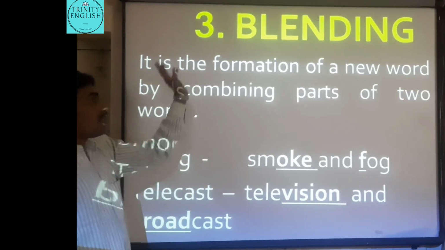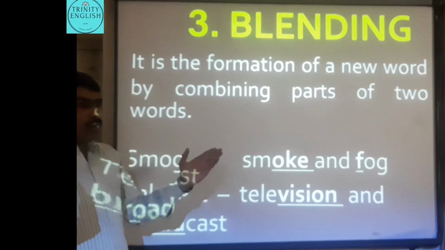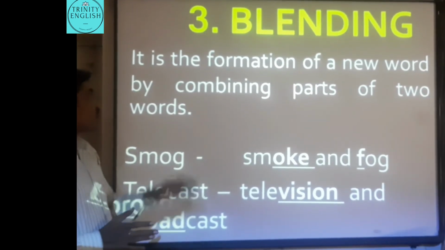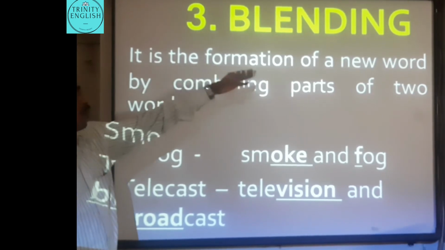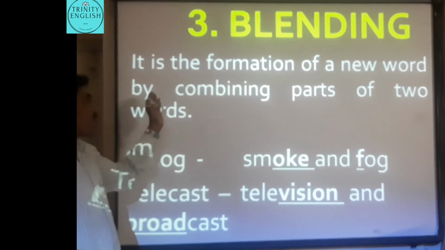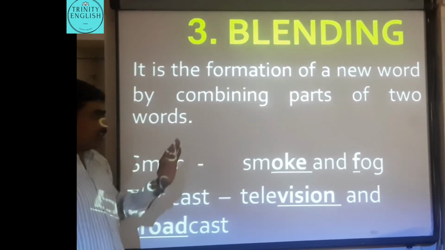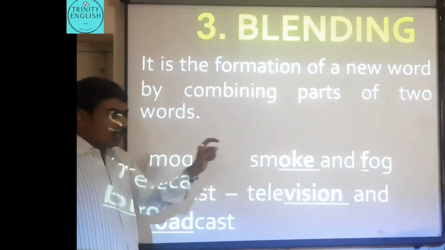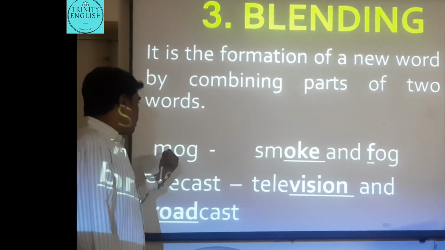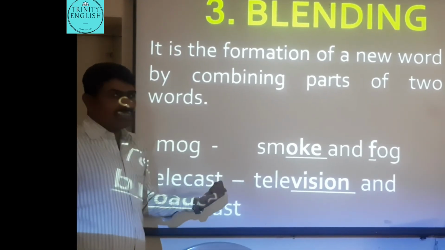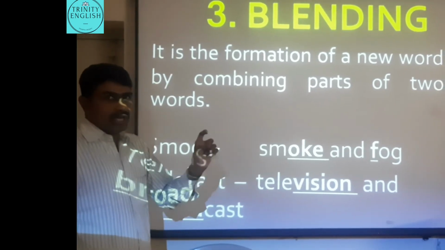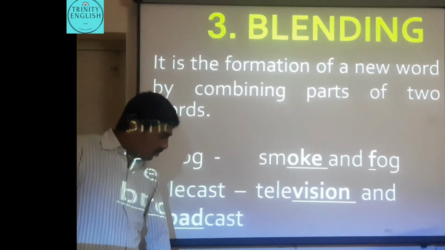And next one is blending. To blend is to bring together two words into one, and that is what we call blending. It is the formation of a new word by combining parts of two words. So here we have smog. Smoke and fog together we blend into one word, smog. And we have the word telecast, where television and broadcast together we make into telecast.